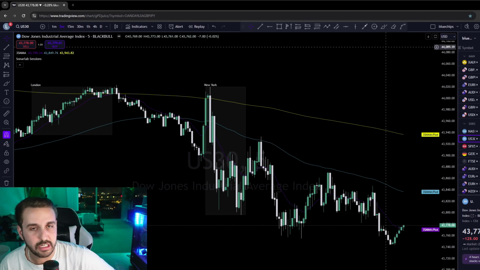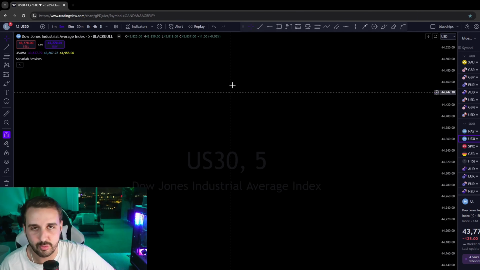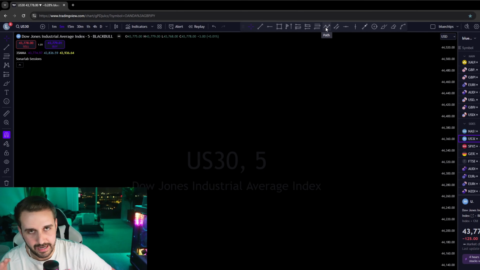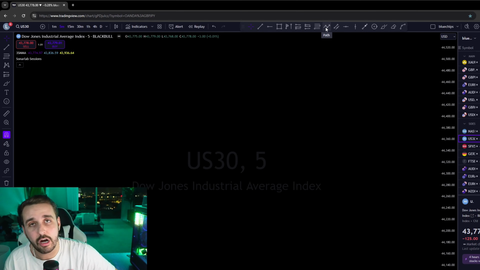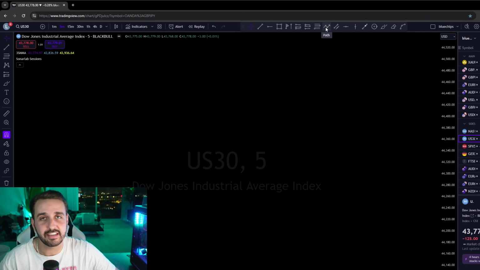So currently we're on US30, but first thing we're going to do is not even look at those charts. What I want to go over with you is the simple market structure pattern that you can actually wait for to spot a reversal in the market and then not get faked out. So let's go over it.